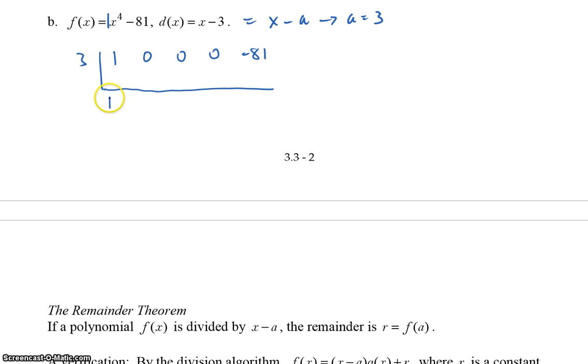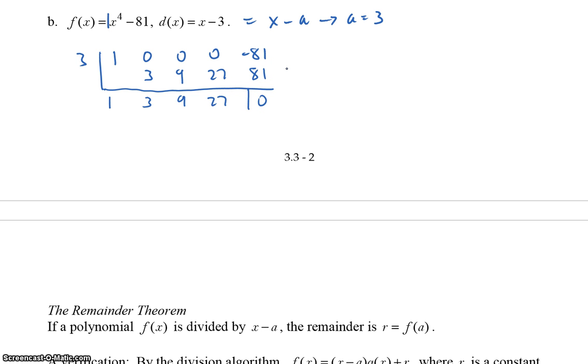We bring the 1 down, we multiply. 1 times 3 is 3. 0 plus 3 is 3. So we add along the columns. 3 times 3 is 9. 0 plus 9 is 9. 9 times 3 is 27. 0 plus 27 is 27. 27 times 3 is 81. Negative 81 plus 81 is 0.